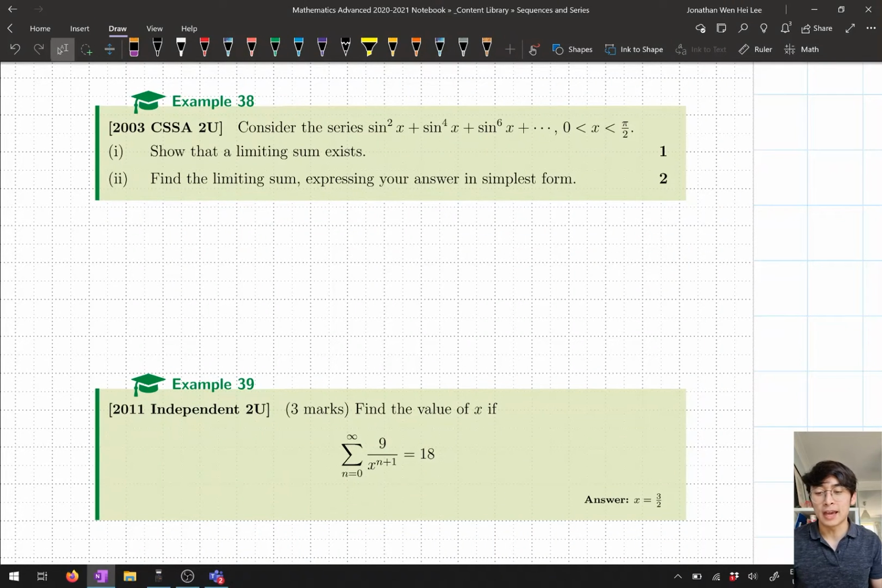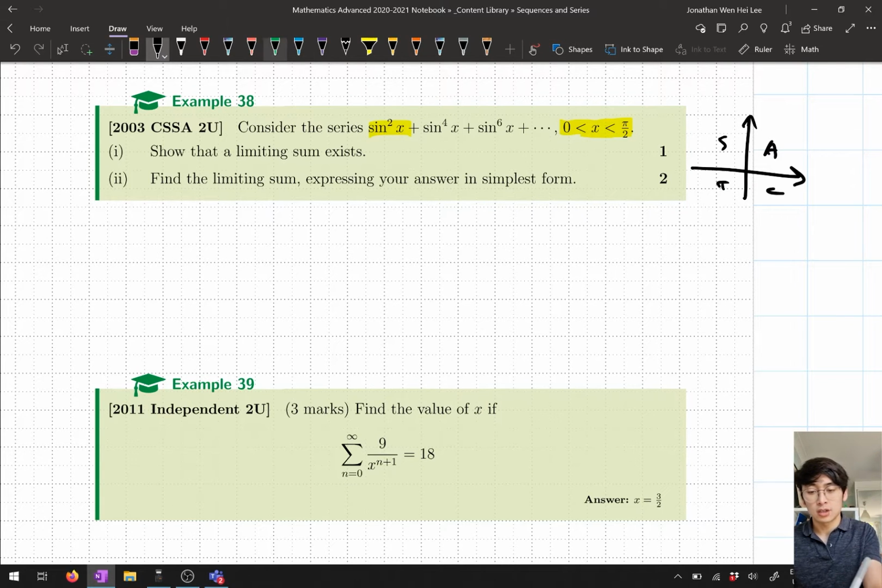Okay, example 38. So here we want to consider the following series: sine squared x plus sine to the power 4 x plus sine to the power 6 x, and so on, for x being between 0 and pi over 2. Now, let's talk about a few things. We've got a trig ratio, sine, and here they've limited our domain to x being between 0 and pi over 2. If you think about your quadrants, x between 0 and pi over 2 is just this region.